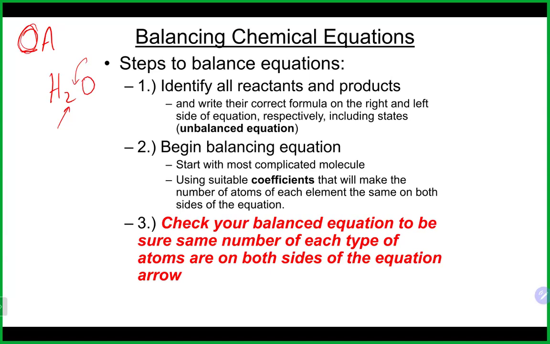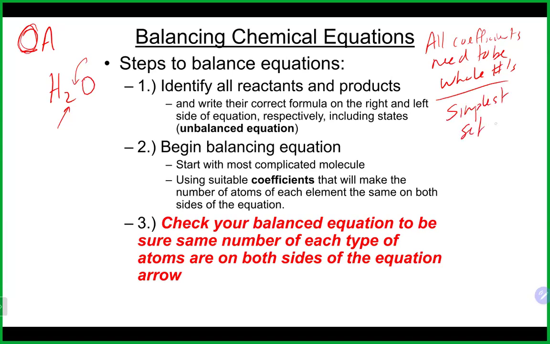There's really just two things that you do want to make sure of when it's all said and done to make sure that you have a properly balanced equation. For example, all of the coefficients need to be whole numbers. And they do need to be the simplest set of whole numbers. So what do I mean by that? Let's just say, hypothetically speaking, we balance this equation and it's balanced.